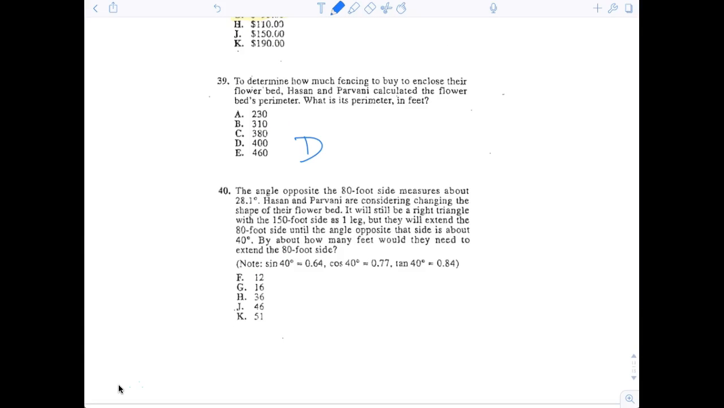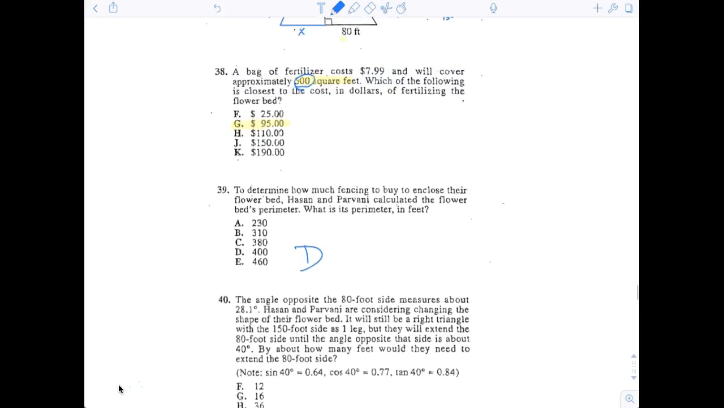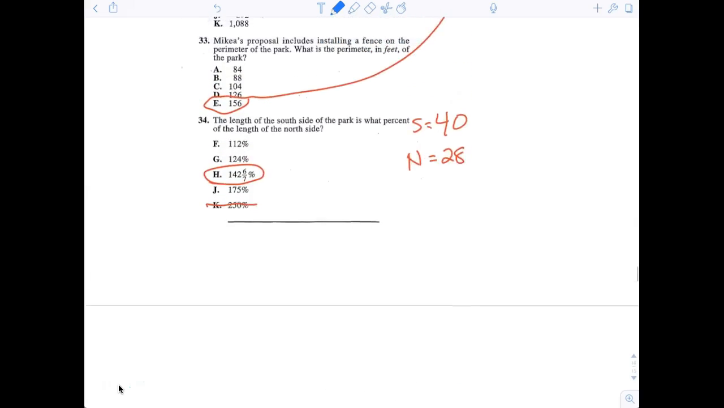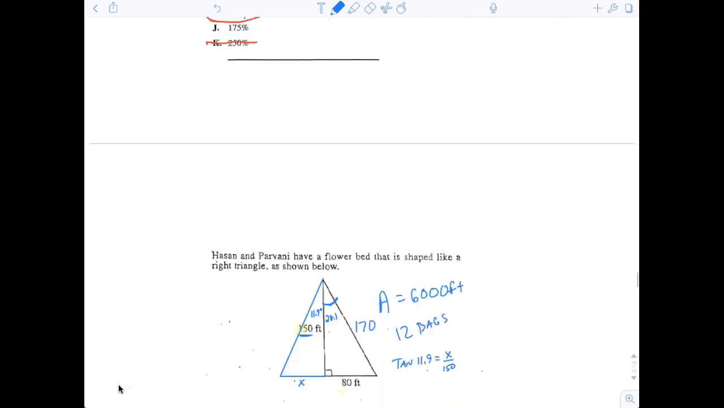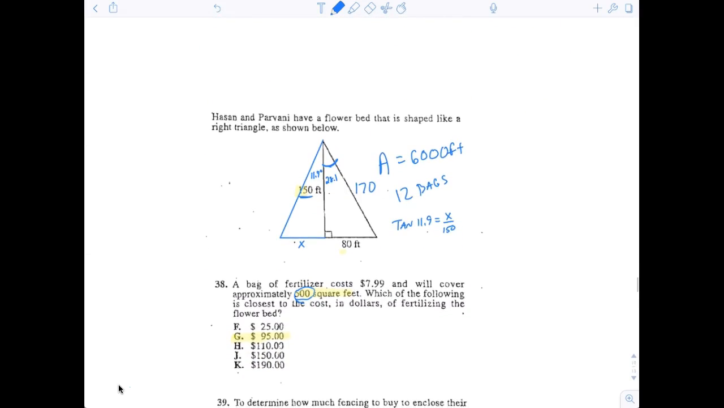No, it's not. It wants it to be a right triangle. So I was confused. You guys said to the right. What did I do wrong? You made it so that it's supposed to be a right triangle still. Extend the 80 to the right.